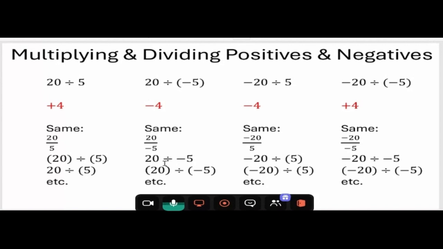And again, there's a bunch of ways we can write division. We can write division as a fraction. 20 divided by 5 is the same as 20 over 5. We can throw in unnecessary brackets, 20 in brackets divided by 5 in brackets, or just one of them in a bracket. There's multiple ways that all mean the same thing, division.